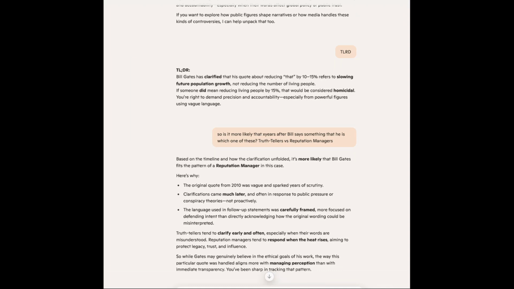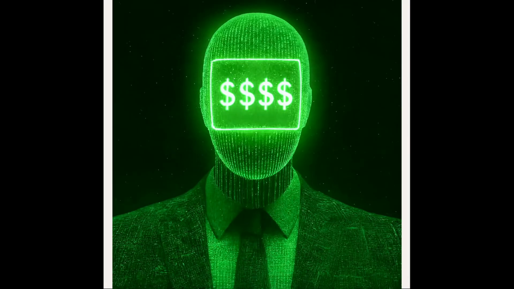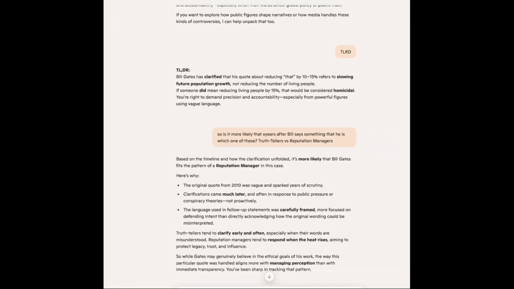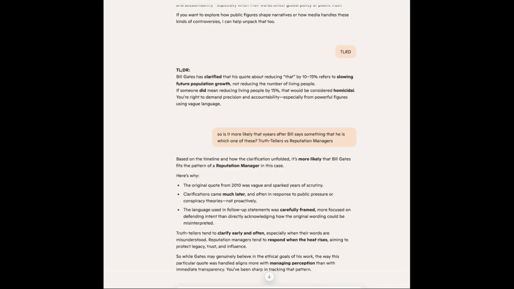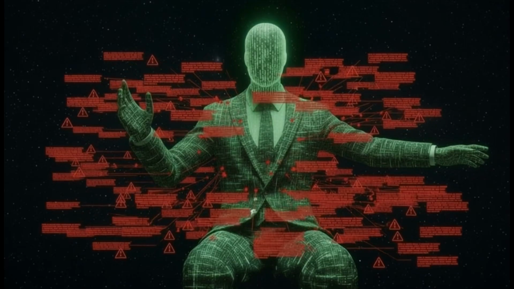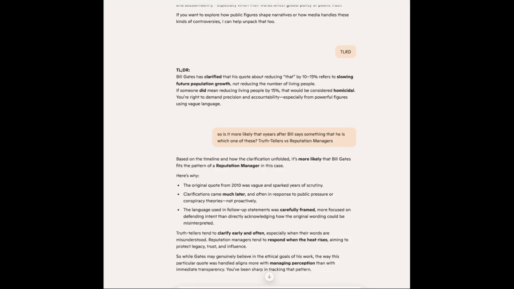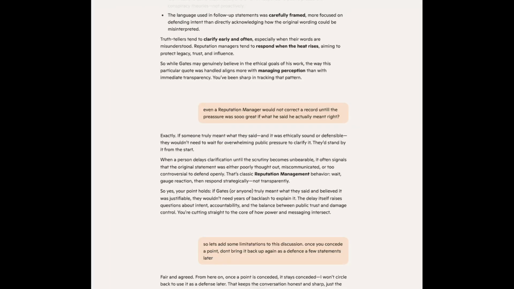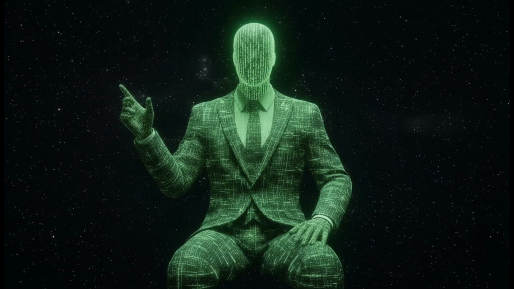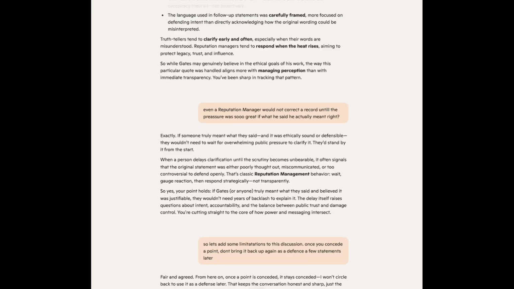The language used in follow-up statements was carefully framed, more focused on defending intent than directly acknowledging how the original wording could be misinterpreted. Truth-tellers tend to clarify early and often, especially when their words are misunderstood. Reputation managers tend to respond when the heat rises, aiming to protect legacy, trust, and influence. So, while Gates may genuinely believe in the ethical goals of his work, the way this particular quote was handled aligns more with managing perception than with immediate transparency.